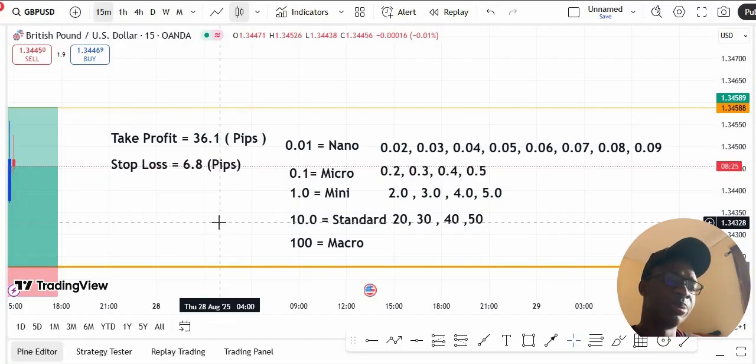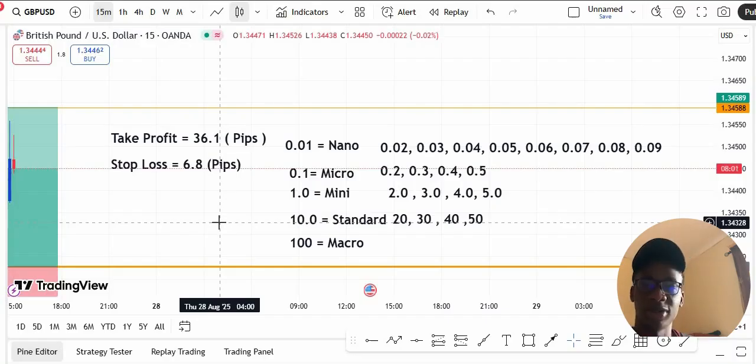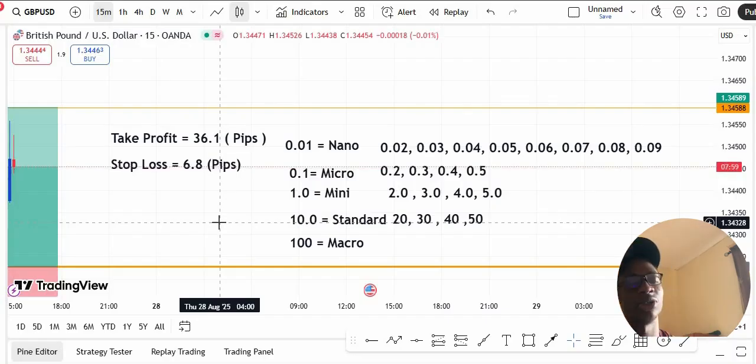So when we get to the mini lot, which is 1.0, it's going to be giving us $10 per pip. So it will be 1 pip, $10, 2 pip, $20, 3 pip, $30, 4 pip, $40, 5 pip, $50. Yeah, that's how it's going to be done.